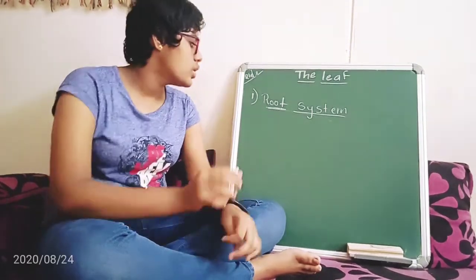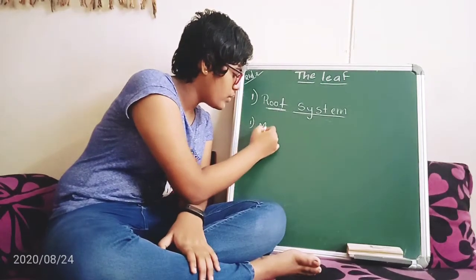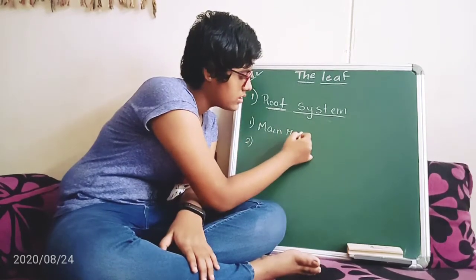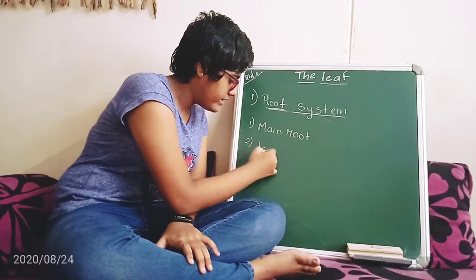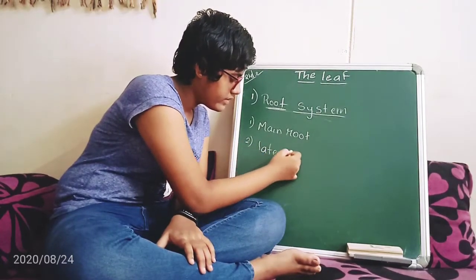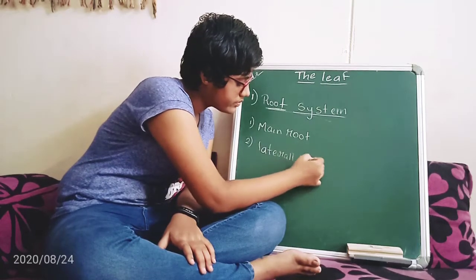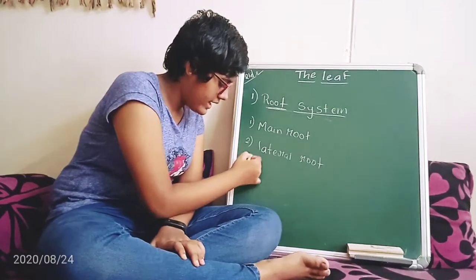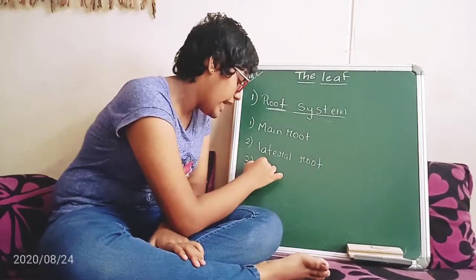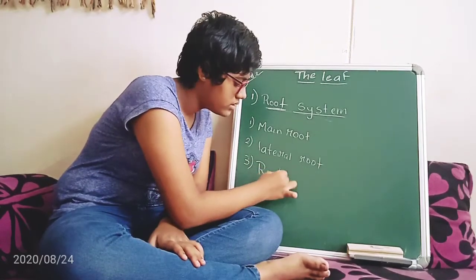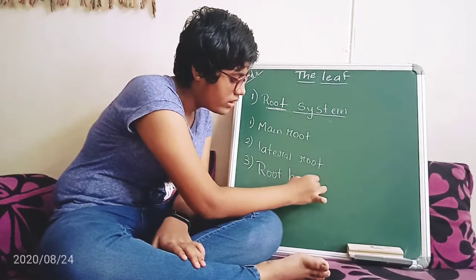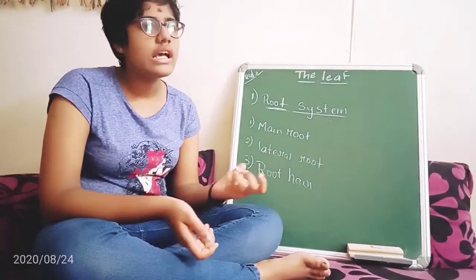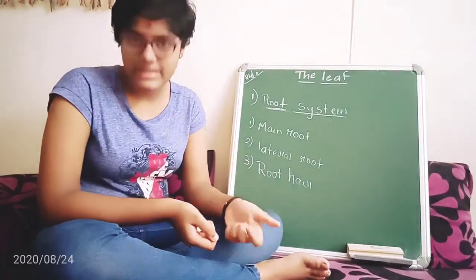The parts of the root are: one is the main root, the second one is the lateral root, and the third one is the root hair. Root hair. What? Does a root have hair? No. It is a part of a root. See, it is something hilarious.